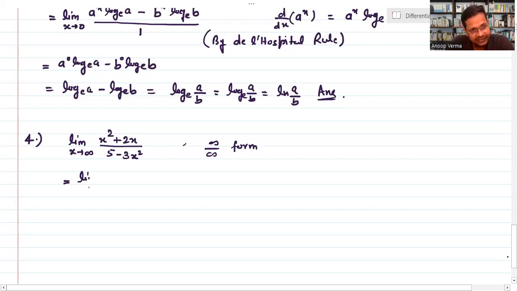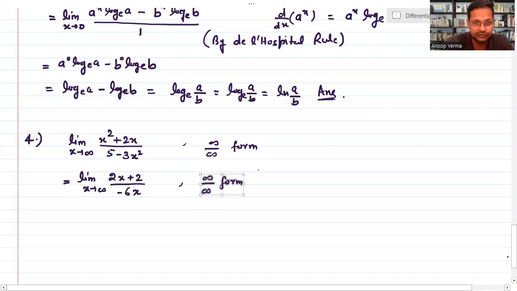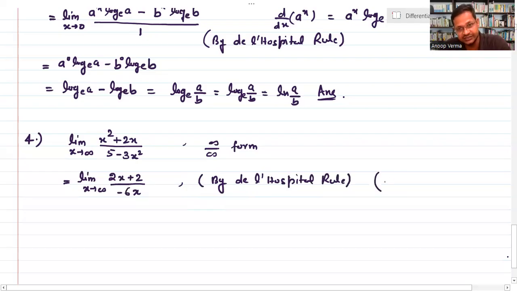You can have limit x tending to infinity. When you apply it, you will get 2x plus 2 divided by, the derivative of 5 is constant, so 0, and minus 6x. Okay, again you get infinity upon infinity form. You can write here that we are applying L'Hospital rule. When solving a problem properly, you should mention this. So by L'Hospital rule, it is again infinity upon infinity, so again you can apply L'Hospital rule.